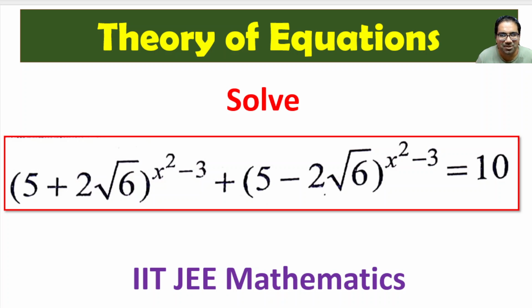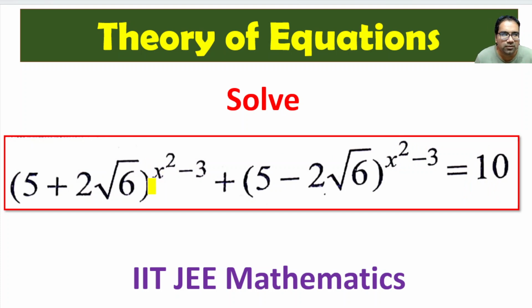Friends, here is a nice problem. We have to solve this equation. We are given (5 plus 2 root 6) whole power x square minus 3, plus (5 minus 2 root 6) whole power x square minus 3, is equal to 10. X is in the powers.